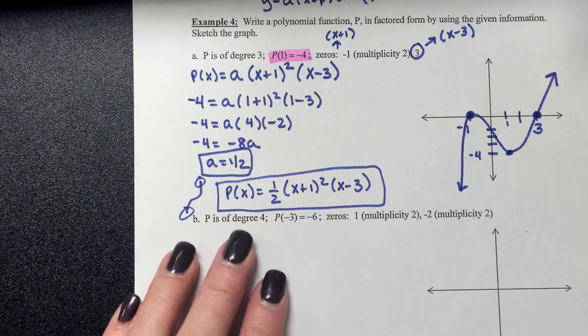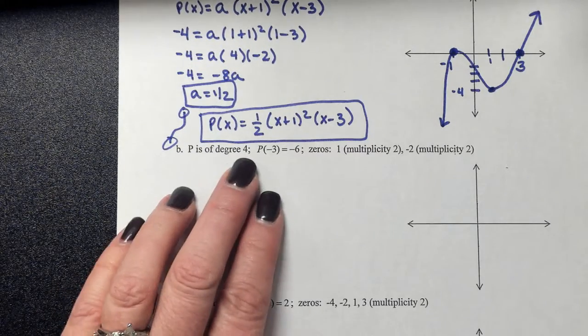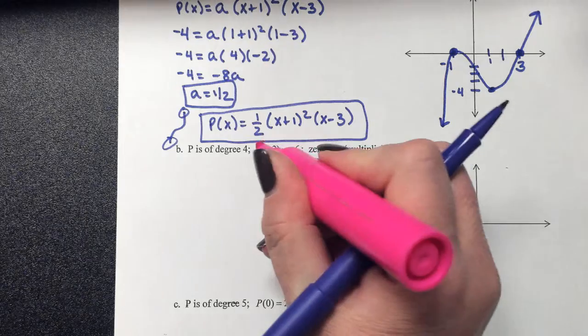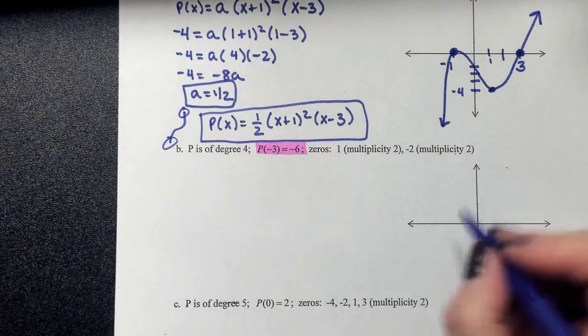So now, the next example, they're giving me that this polynomial is a degree of 4. They're giving me my point on the graph of -3, -6.